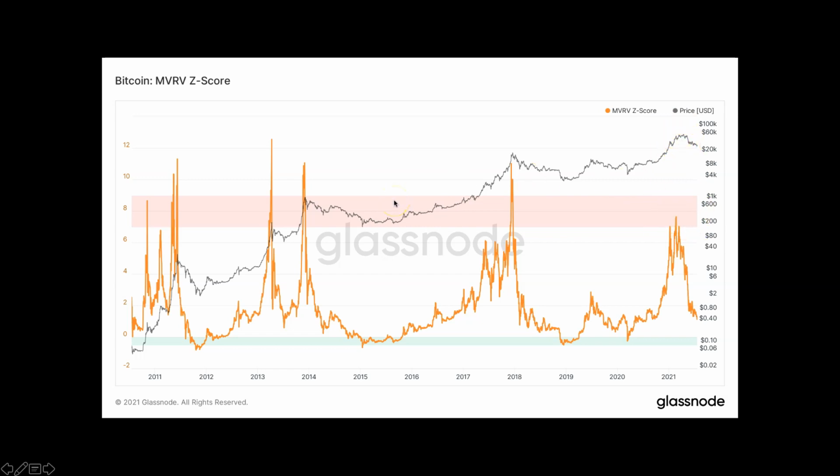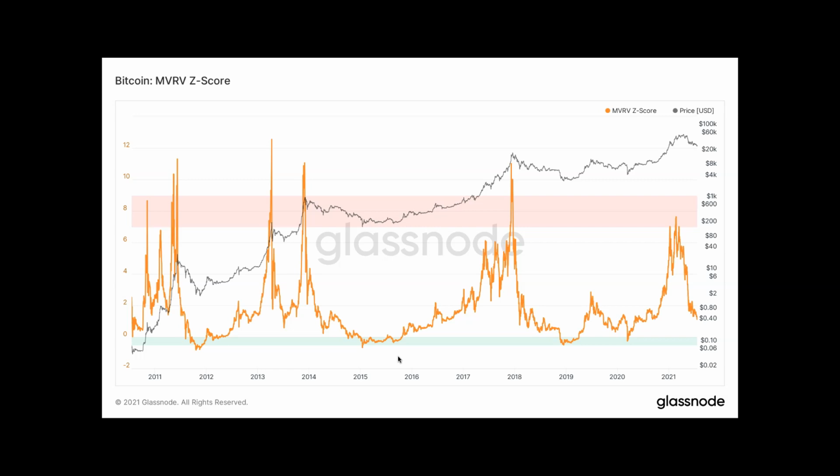So the opposite is also true. Whenever the market value is too overextended below the realized value, that means that Bitcoin is undervalued and you're likely to see a market bottom form soon after. So here it's represented in this green box right here, and you can see that whenever the MVRV Z-score drops into this area, we usually have a market bottom. So that is the MVRV Z-score.